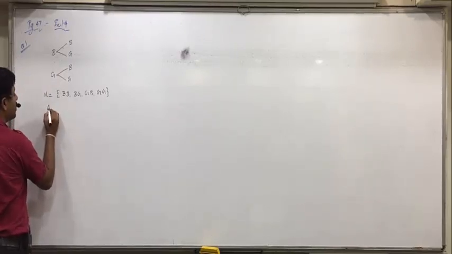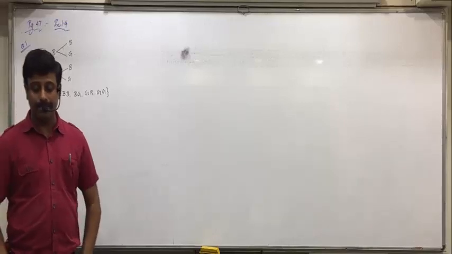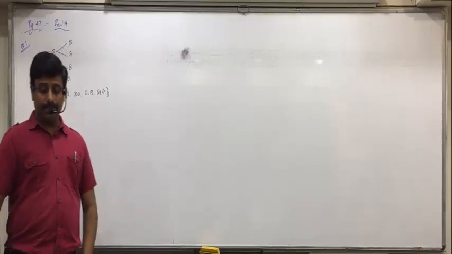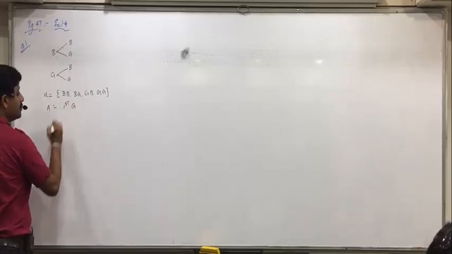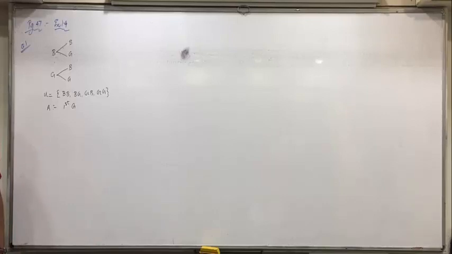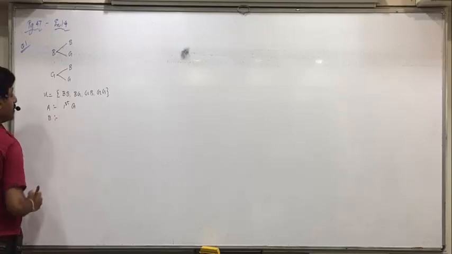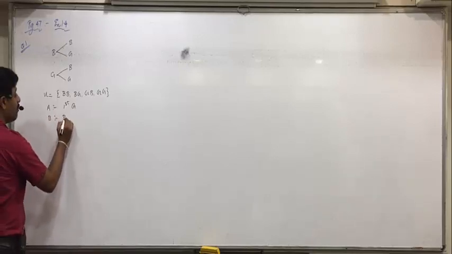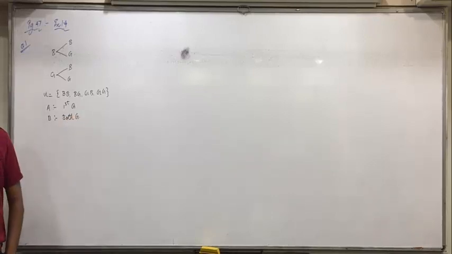So let event A be the event that first child is a girl. Got it? Let event B be the event that both children are girls. Any confusion so far?